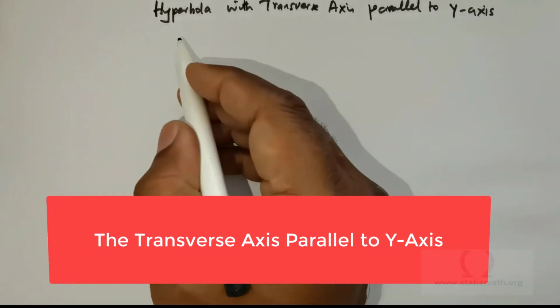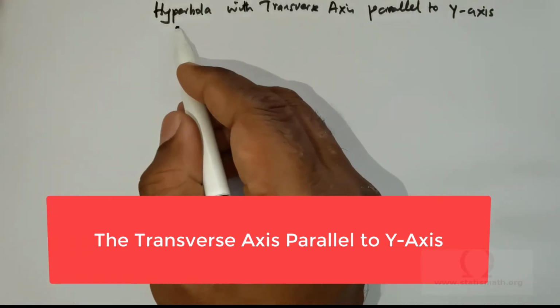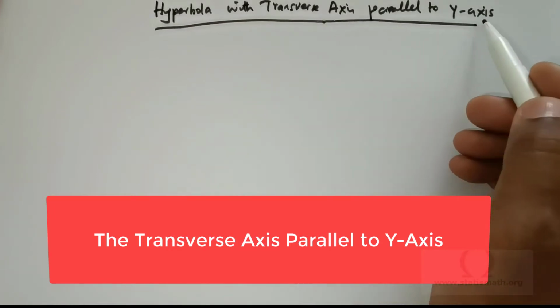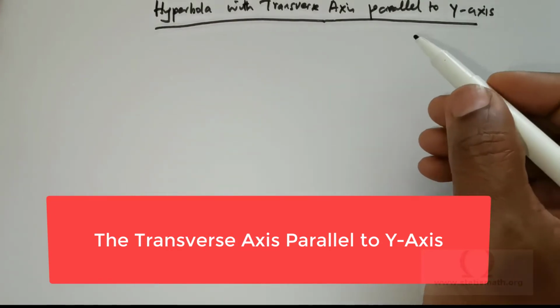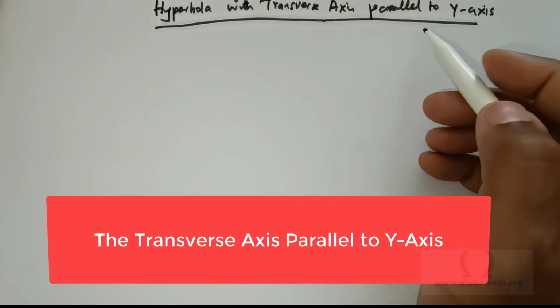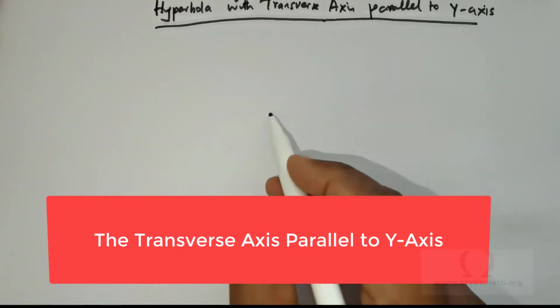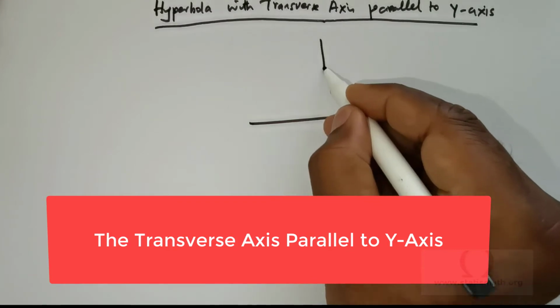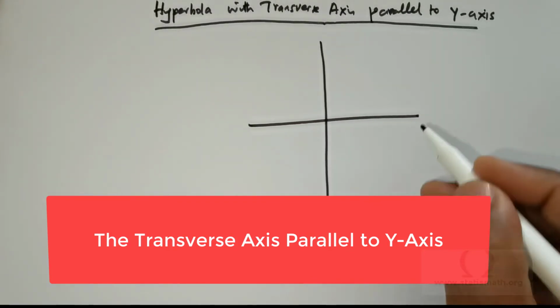Students, in this class we will talk about another case for the hyperbola, the transverse axis being parallel to the y-axis. In the previous concept we were talking about transverse axis parallel to the x-axis. In this case the transverse axis is parallel to the y-axis. So let me draw the hyperbola.